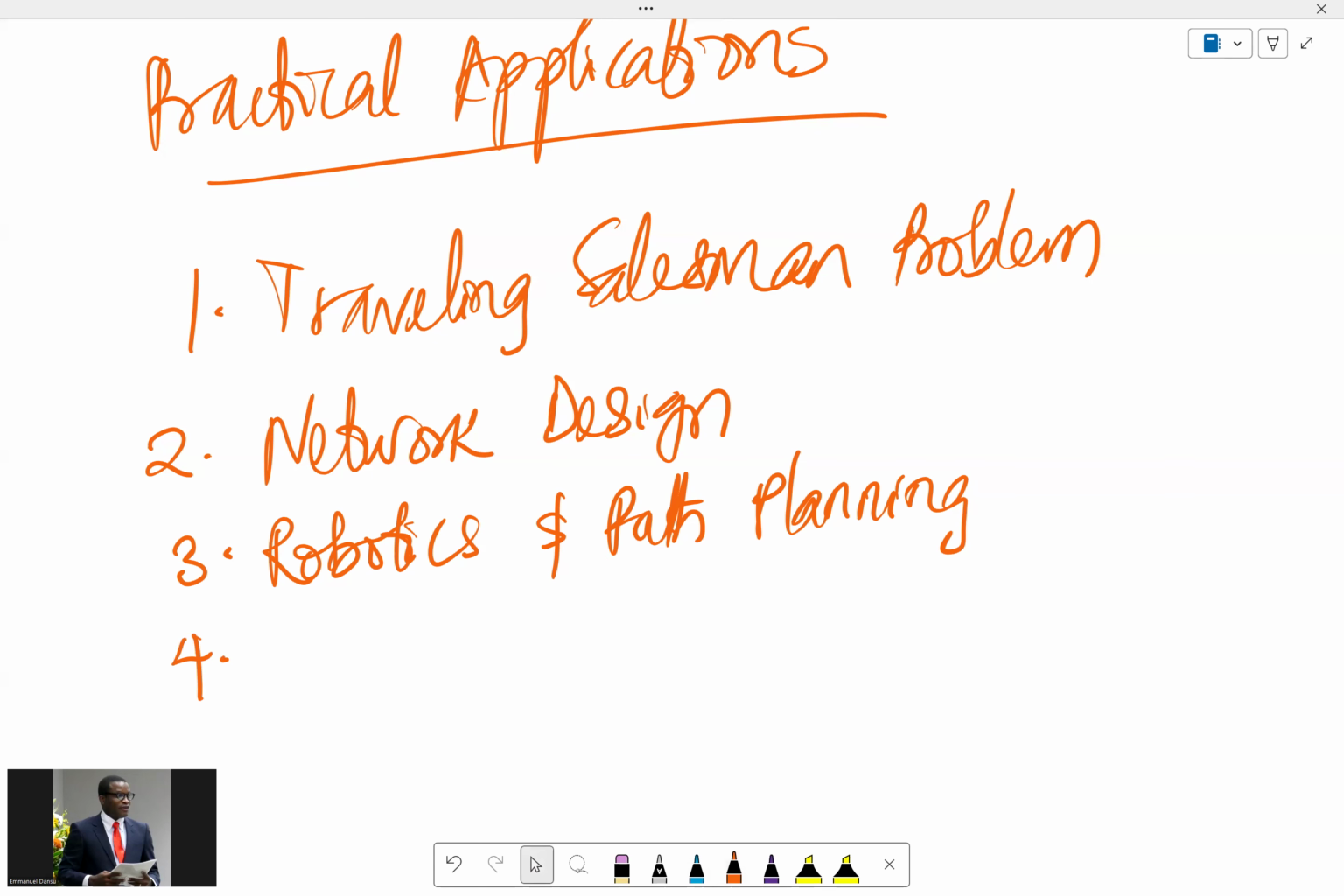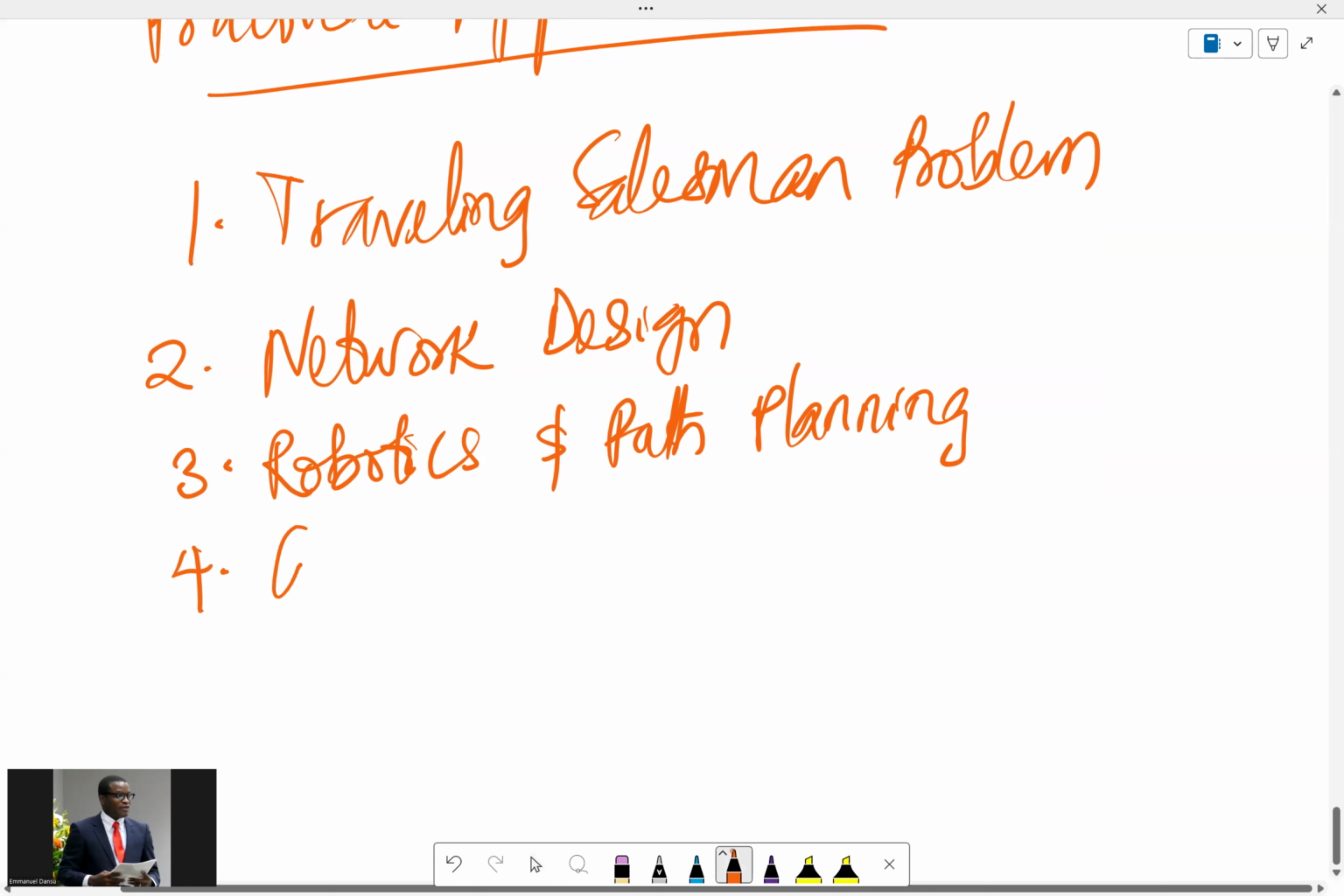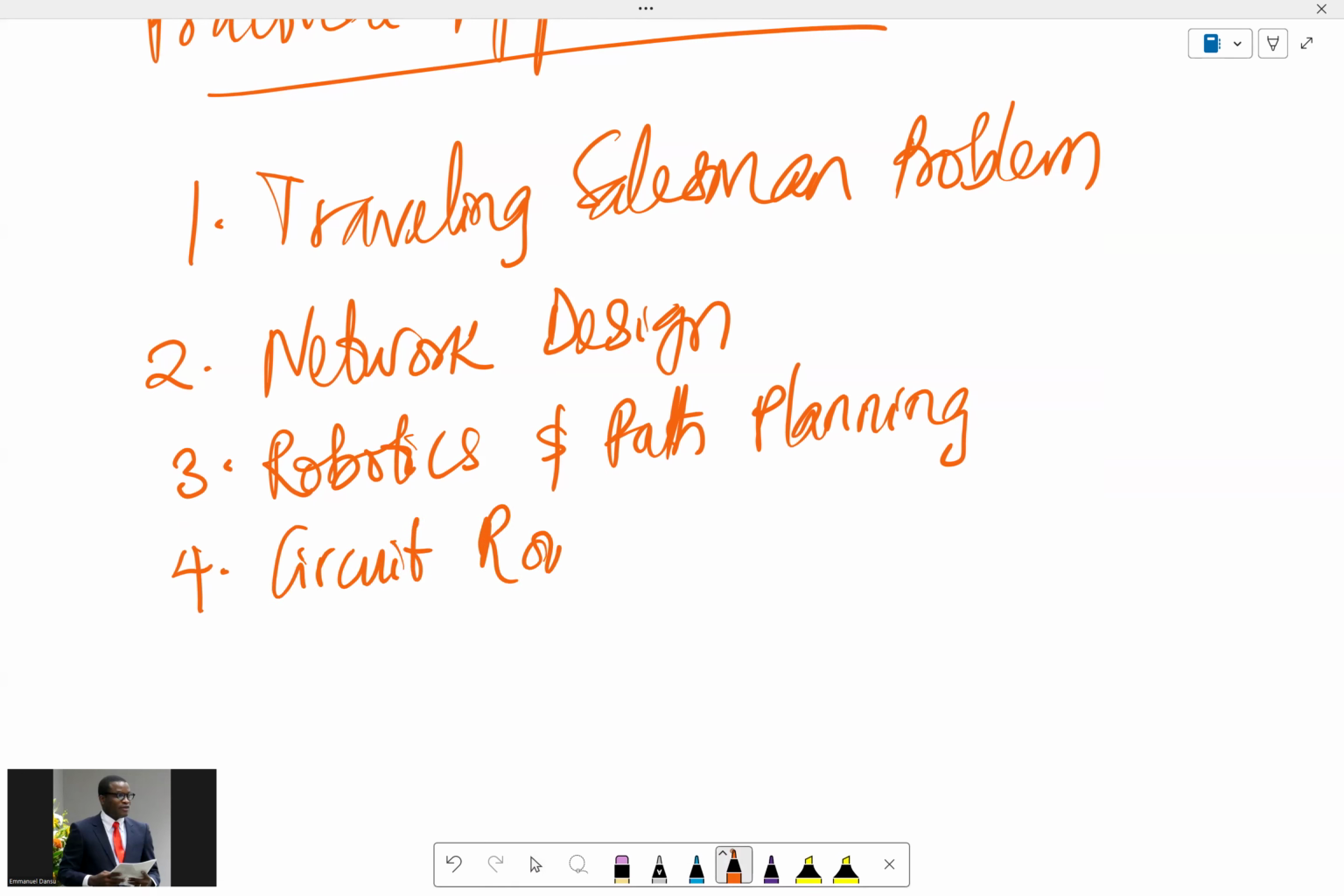Then we have the fourth one, circuit routing in VLSI design. In very large scale integration design, Hamiltonian cycles can be used to route electrical signals in microprocessors and circuit boards. The goal is to lay out all connections in the most efficient way, avoiding overlap or excessive length.